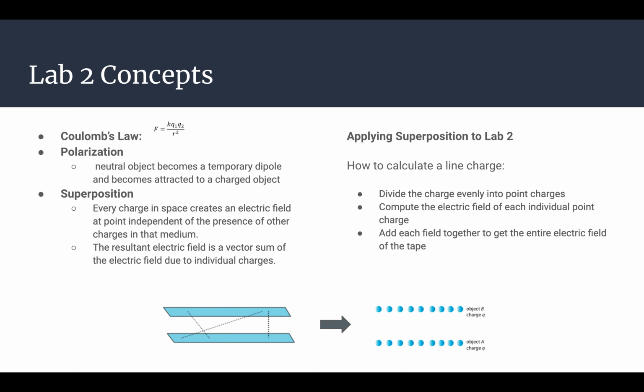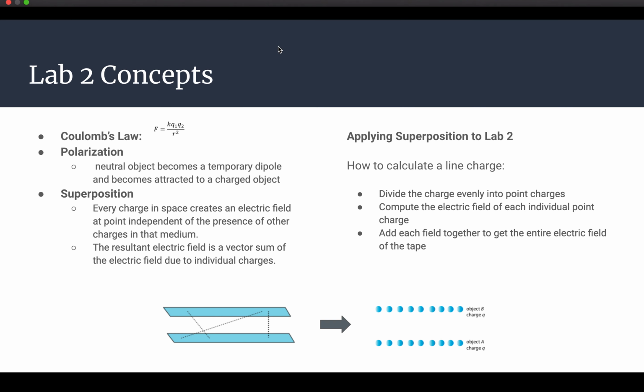This is when every single charge within a space, so the space of the tape, is going to create its own electric field, which are all independent of each other. Then the total electric field is going to be a sum of all of these individual fields.